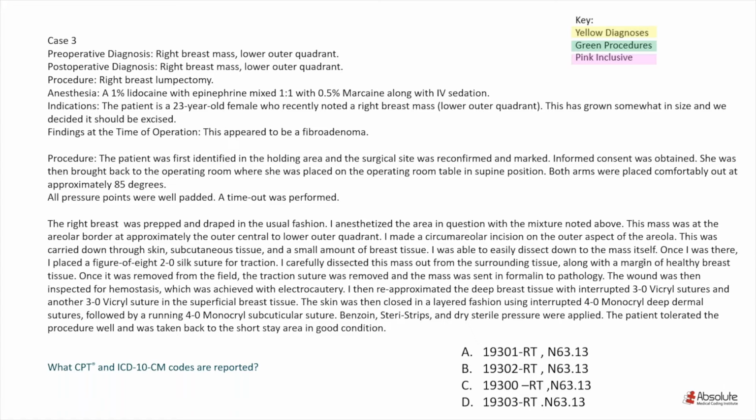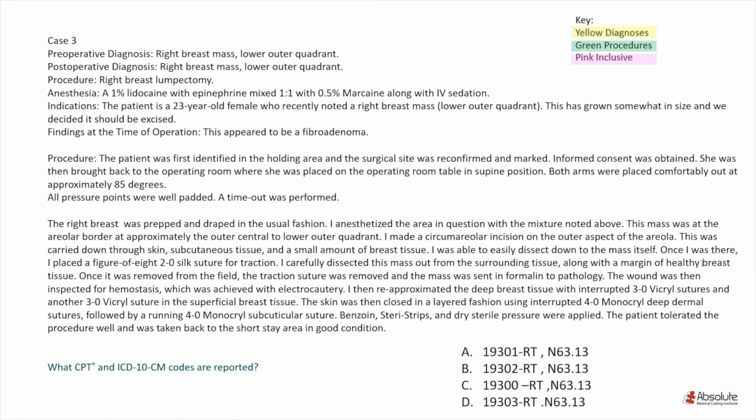Case 3. Preoperative diagnosis: right breast mass, lower outer quadrant. Postoperative diagnosis: the same. Procedure: right breast lumpectomy. Anesthesia: 1% lidocaine with epinephrine mixed 1:1 with 0.5% marcaine along with IV sedation. Indications: the patient is a 23-year-old female who recently noted a right breast mass, lower outer quadrant. This has grown somewhat in size, and we decided it should be excised. Findings at the time of operation: this appears to be a fibroadenoma.